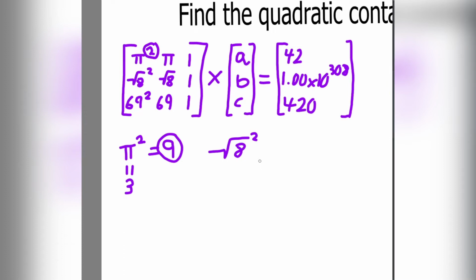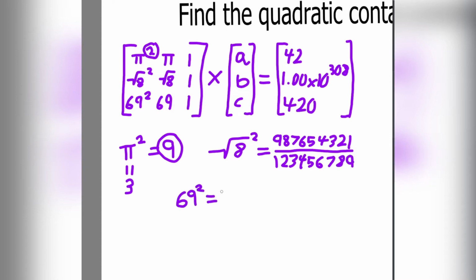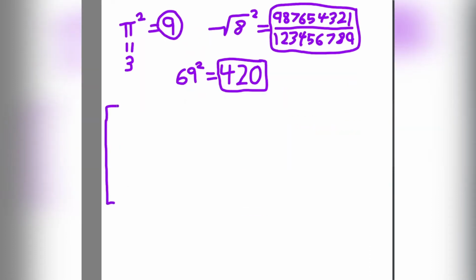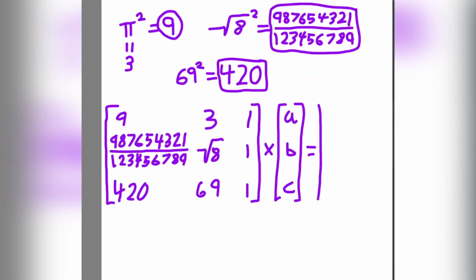However, unfortunately, I have forgotten my usual formula for the number 8, so I'll have to use a great approximation instead. The number 8 is fairly close to 987654321 divided by 123456789, so thankfully we can use this as our approximation instead. After that close call, all we need to do is find 69 squared, which is definitively equivalent to 420. Now, our matrix should look like this.